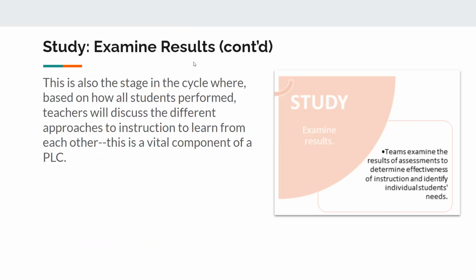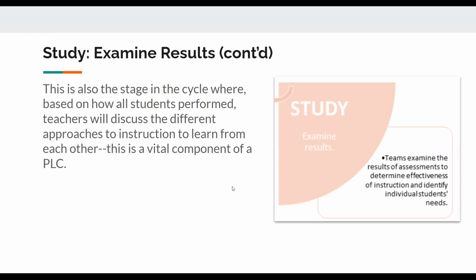This is also the stage in the cycle where, based on how all students perform, teachers discuss different approaches to instruction to learn from each other. Meaning many of my students were in the don't got it pile. So I need to think about learning how to teach whatever it was that was taught differently. And so I'm going to lean into my PLC. This isn't gotcha. This is to ensure that our students have the opportunity to learn.